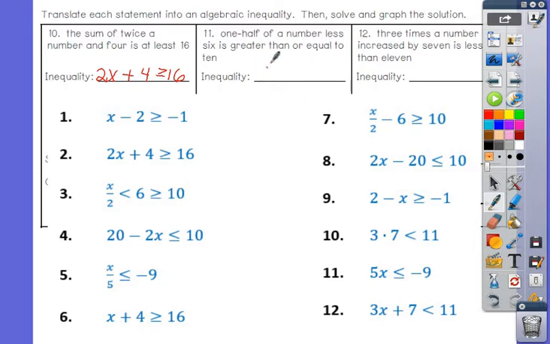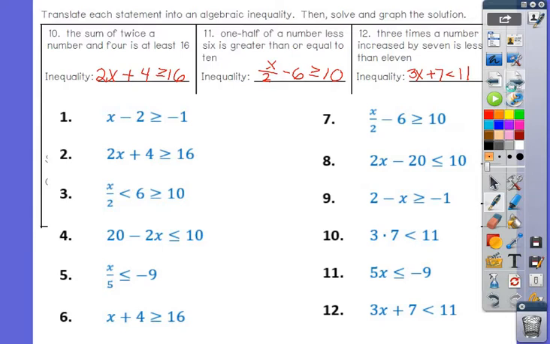Number 11, I have 1/2 of a number less 6. What is 1/2 of a number? X over 2. What is less 6? Minus 6. Greater than or equal to 10. And that matches 7. Then I have 3 times a number. What does that mean? 3x. Increased by 7. Plus 7 is less than 11. And that matches number 12.